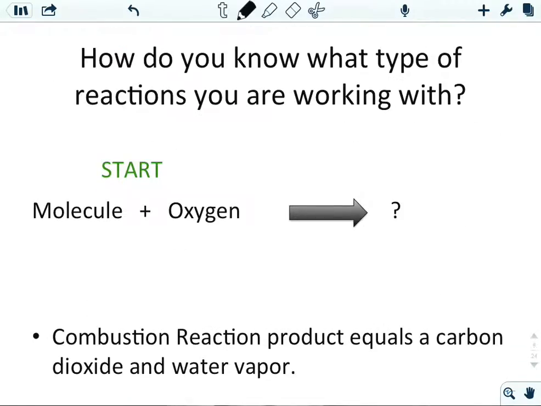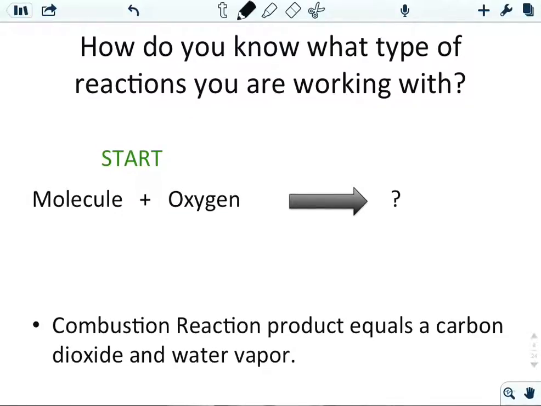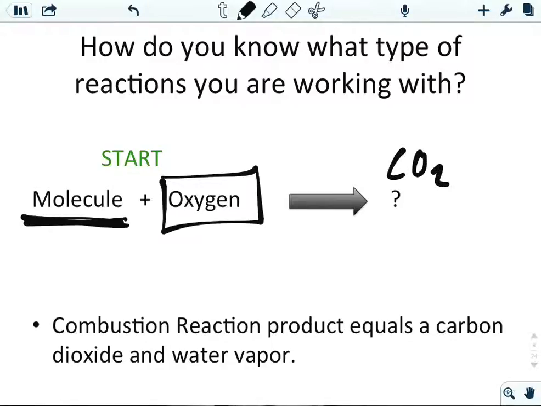Okay, and then we have our combustion reaction. If we have some type of molecule and oxygen, then what we're going to assume is that it's going to produce CO2. If that molecule happens to have a carbon in it, it'll produce CO2 plus H2O. Okay, so if we have a molecule plus oxygen, we're going to produce a combustion reaction, which is CO2 plus H2O.